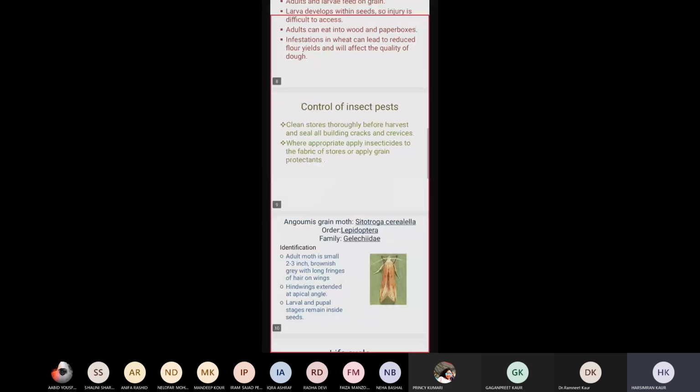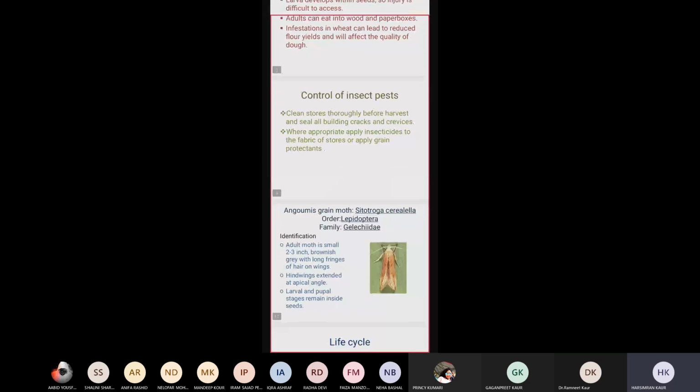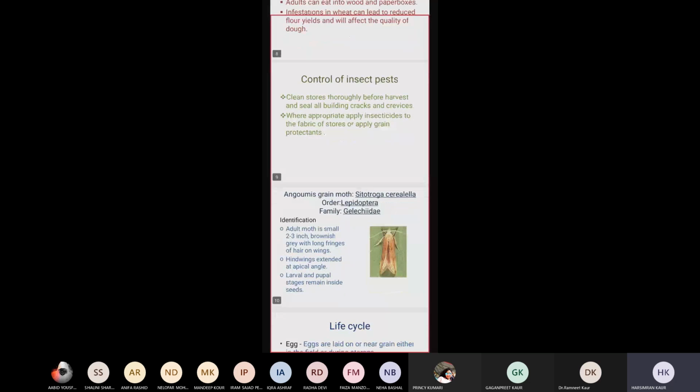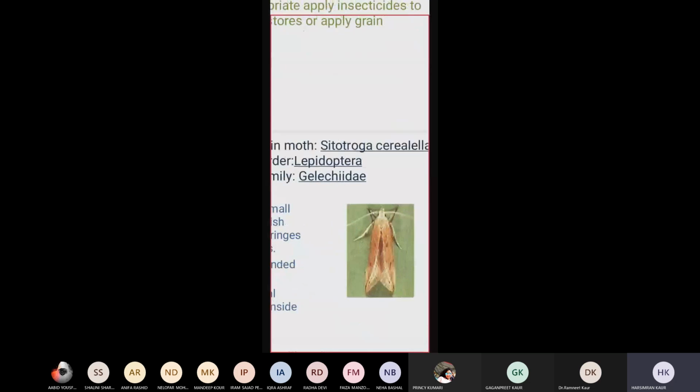Its scientific name is Cytotroga ceriella. Its order is Lepidoptera and family is Gelechiidae. Identification features of Cytotroga are: the adult moth is small, 2 to 3 inches, brownish gray in color, with long fringes of hairs on wings. Here you can see in the diagram, it has long fringes on the wings.